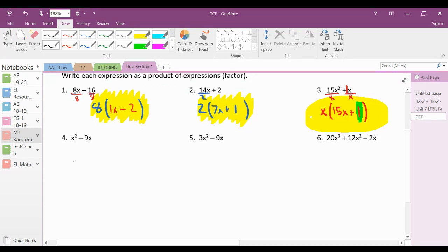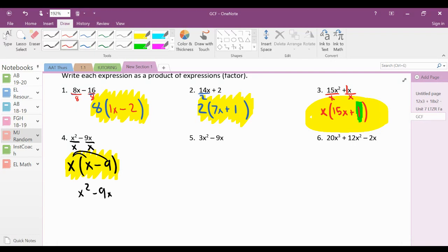Number 4. The greatest common factor is simply an x that I could take out of both terms, and I'm left with x minus 9. Again, if I multiply it back in, I get x squared minus 9x, which is our original expression.